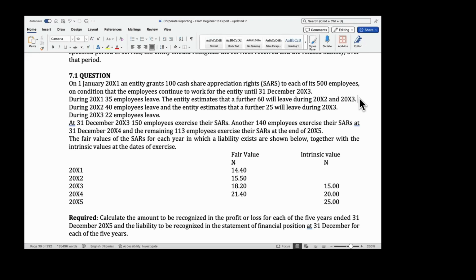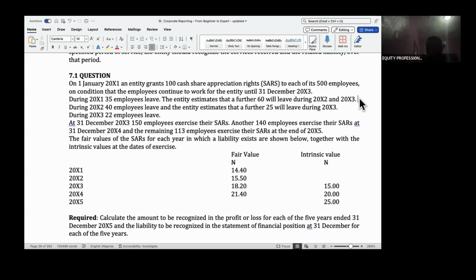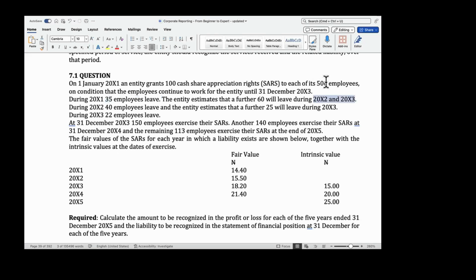Yes, that's correct, 405. Because 35 will leave in year one. We're now estimating that a further 60 will leave in year two and year three. So that means a total of 95 will leave over the 3 years. So 500 minus 95, that's 405. So let's go to year two.